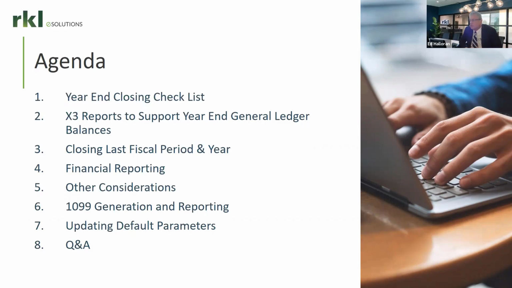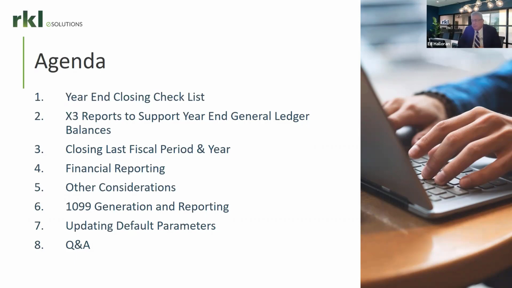We'll review some of the reports that you should be running in X3 so that you can tie the balances out in the general ledger to the subledger reports. We'll take a look at those reports. We'll go through the closing process, the actual function. We'll close the fiscal period and year. Generally, everything we're going to do today except close out the year applies to every reporting month of your fiscal calendar. So it's not just year end.